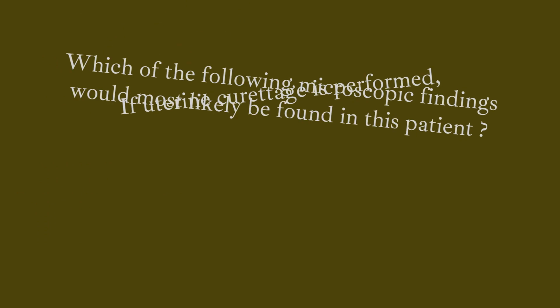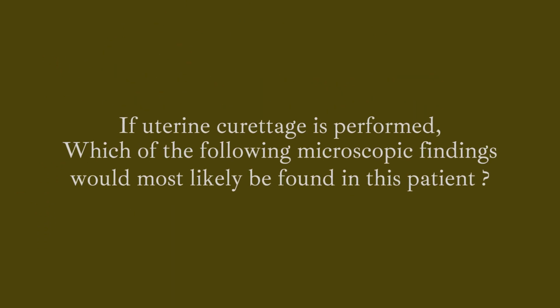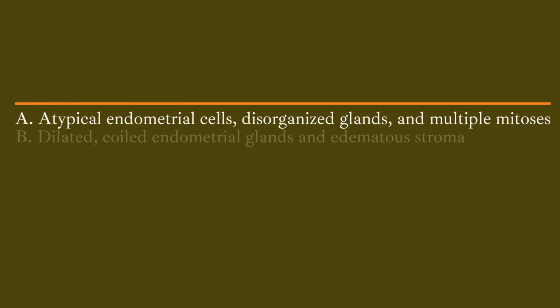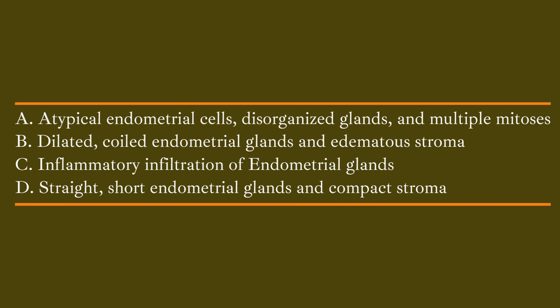The question is: if uterine curettage is performed, which of the following microscopic findings would most likely be found in this patient? Your options are: A. Atypical endometrial cells, disorganized glands, and multiple mitoses. B. Dilated, coiled endometrial glands and edematous stroma. C. Inflammatory infiltration of endometrial glands. D. Straight, short endometrial glands and compact stroma.